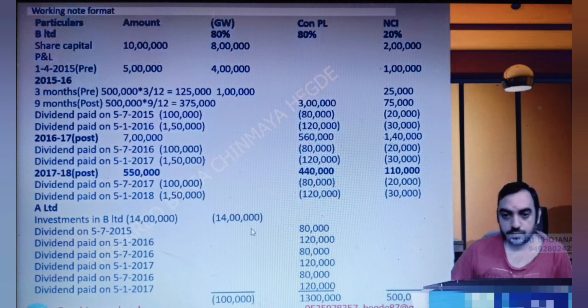Balance as on 31st of March 2015. How much profits? Profit for the year we have 5 lakh. Opening balance 5 lakh. Then 2015-16, how much profit did they make? Profit for the year.